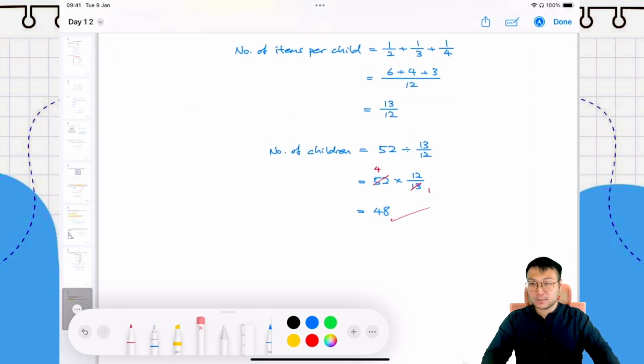Alright, students, well done. We have completed the worksheet. It is time for your bonus question. Let's take a look at our bonus question for today.